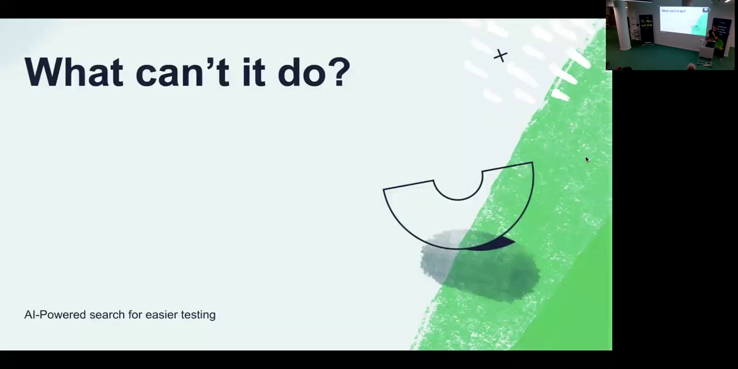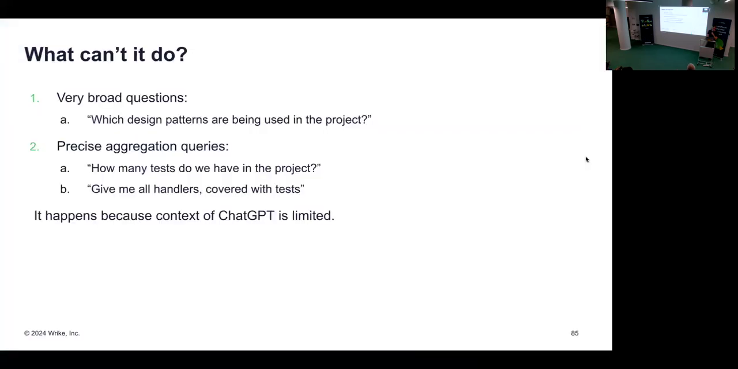Let's move to the weaknesses. Unfortunately, this application is not like universal tool. Sometimes it cannot answer your question because the context of ChatGPT is limited, and also the amount of files returned by Vertex AI is also limited.